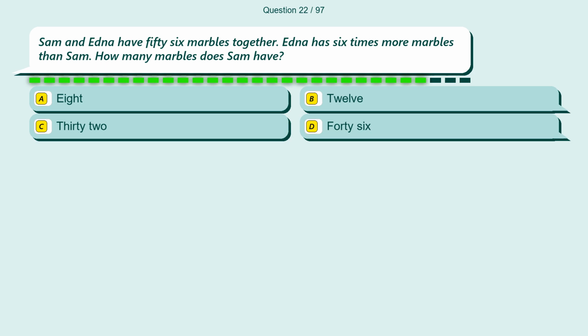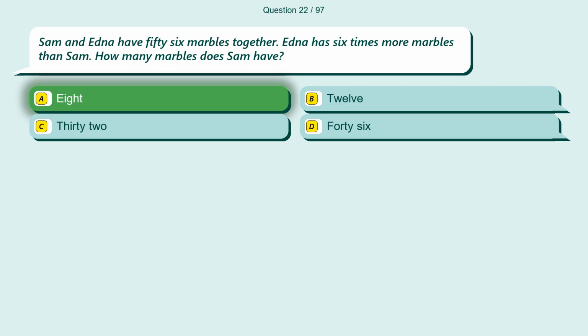Question 22. Sam and Edna have 56 marbles together. Edna has 6 times more marbles than Sam. How many marbles does Sam have? Option A, 8. Option B, 12. Option C, 32. Option D, 46.